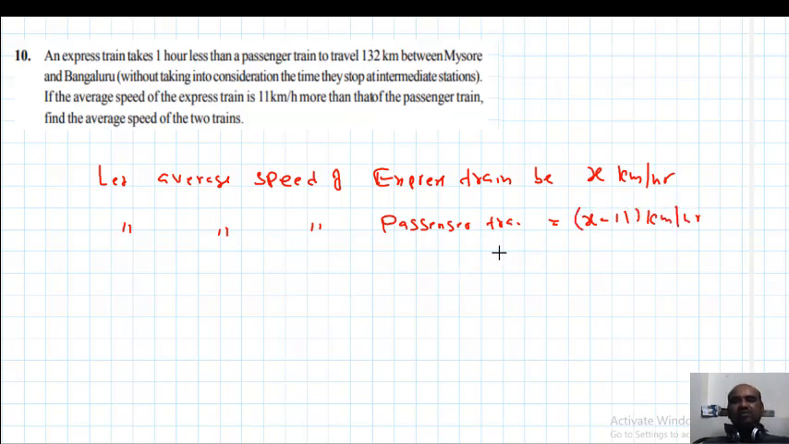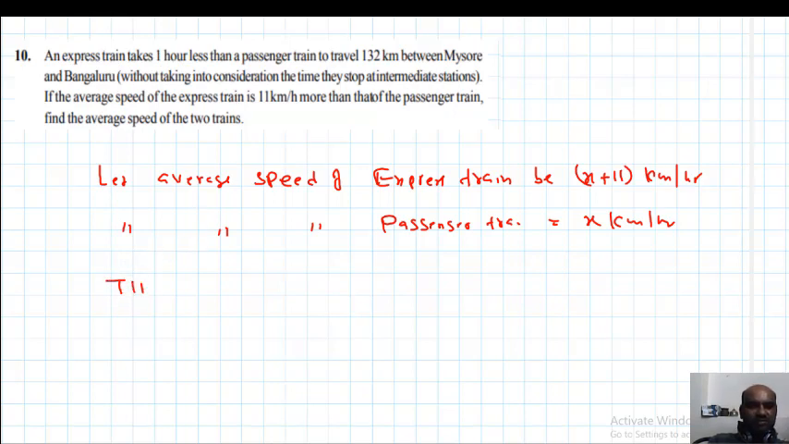Or you can take the speed of the passenger train as x. This becomes x plus 11. Anyway, you can solve the problem. That is not a big problem. No? Okay, sorry, this is taken as x. This becomes x plus 11 km per hour.